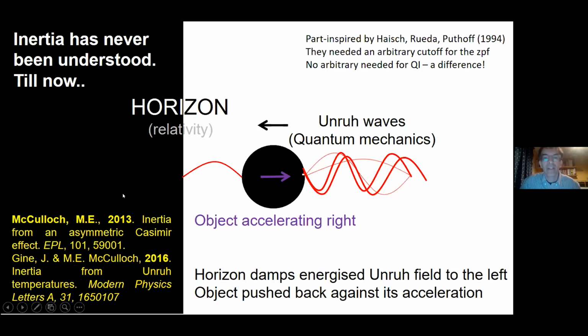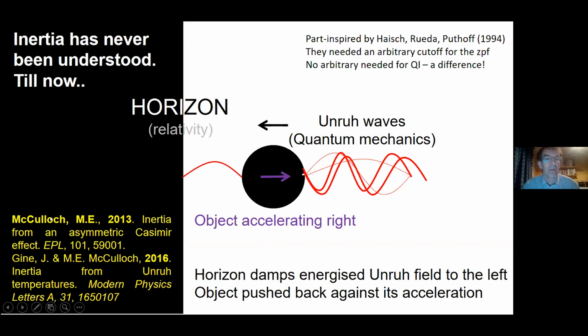Anyway, imagine you've got an object shown by the black circle here, accelerating to the right. It sees Unruh waves, which I've shown with the red waves on its right-hand side. Now, between the object and the horizon, the new bit is I'm going to assume that this horizon is able to interact with these Unruh waves and damp them, just like the dock did to the ocean waves, so that only certain Unruh waves can exist between the object and the horizon, like the one shown, for example. If you do this, then there'll be more waves, more radiation in front of the object, pushing it back, than there is behind it, pushing it forward. So there will be a force tending to oppose whatever acceleration you give it.